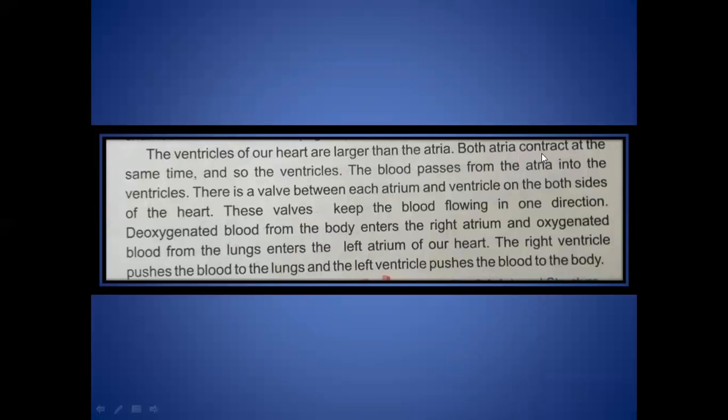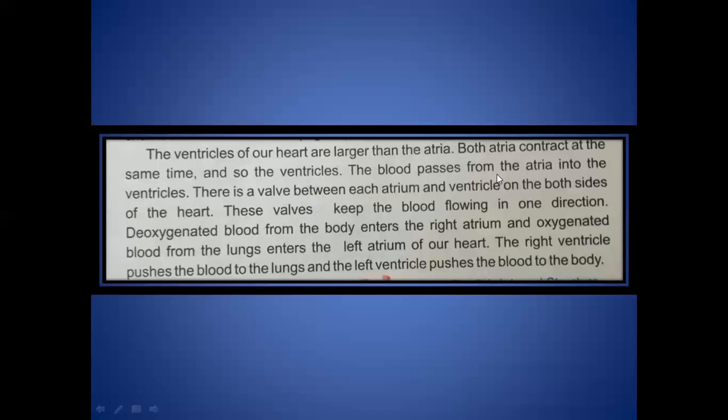Both atria contract at the same time, and so do the ventricles. It means that the atria contract at the same time, and also the two ventricles contract at the same time. It does not happen that the left atrium contracts first and then the right atrium contracts. No, both the atria contract at the same time and both the ventricles contract at the same time. So there are two pumps: one pump is for the contraction of the atria and the second is for the contraction of the ventricles.